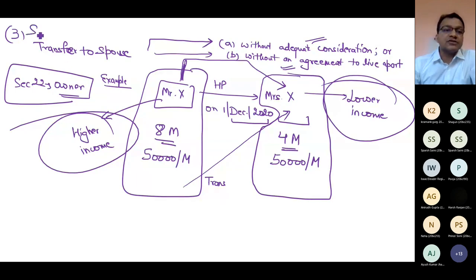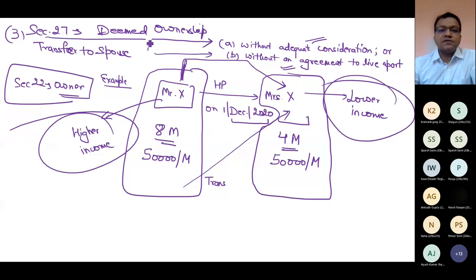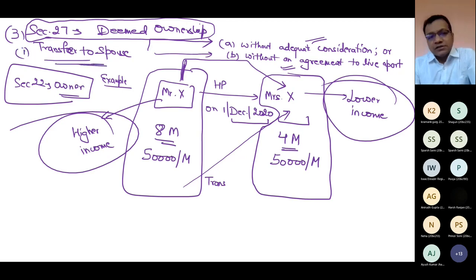So for this we have section 27, deemed ownership. As the name suggests, deemed ownership means that legally the owner might be Mrs. X, but for the purpose of house property, Mr. X will continue to be the owner and Mr. X will pay the tax, even if the property is transferred to his wife. So deemed ownership, I discussed with you the first case, when the property is transferred to a spouse.